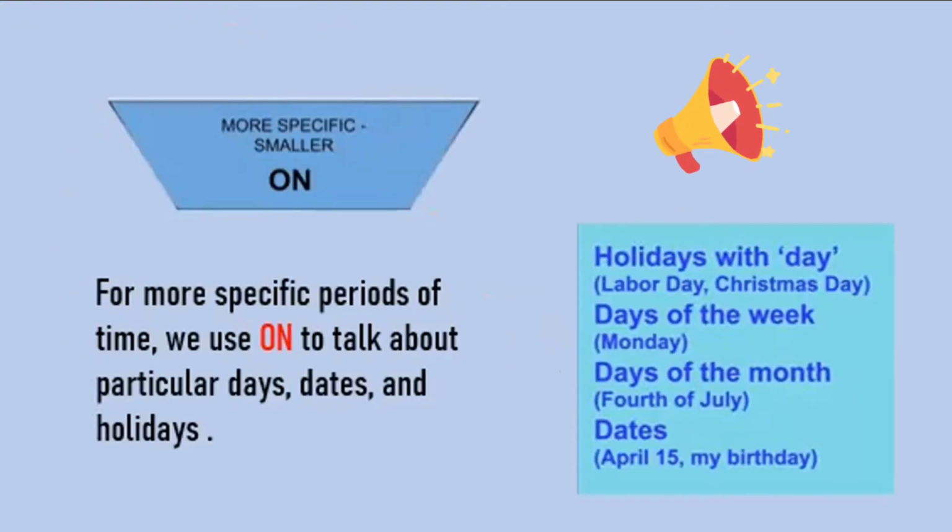Let's talk about on. For a more specific period of time, we use on to talk about particular days, dates, and holidays. Holidays with the word day, for example, Labor Day, Christmas Day, New Year's Day. Aside from that, we also use on for days of the week, like on Monday, on Tuesday, on Wednesday. Moreover, days of the month, like 4th of July, like December 5, okay, or dates, April 15th.